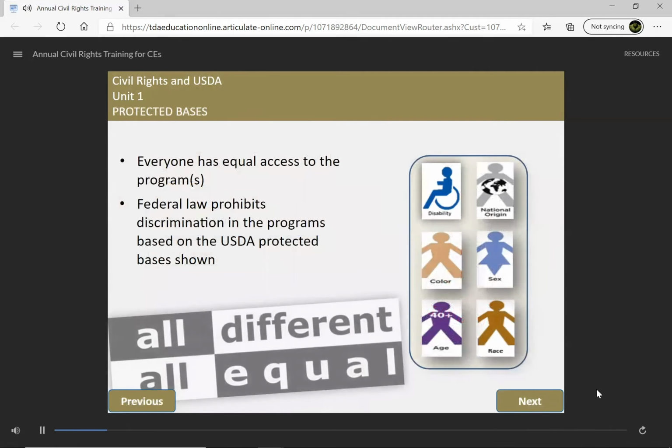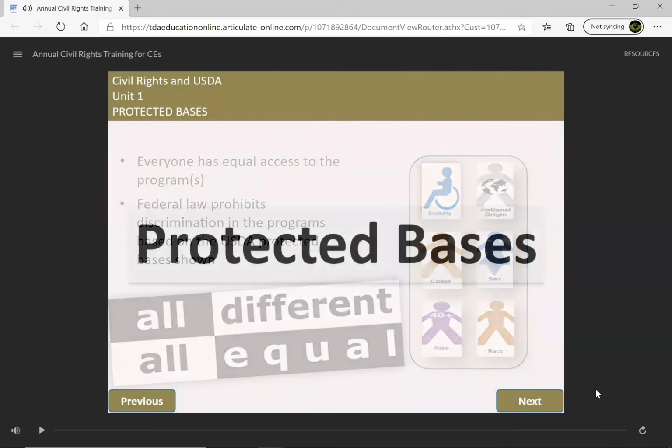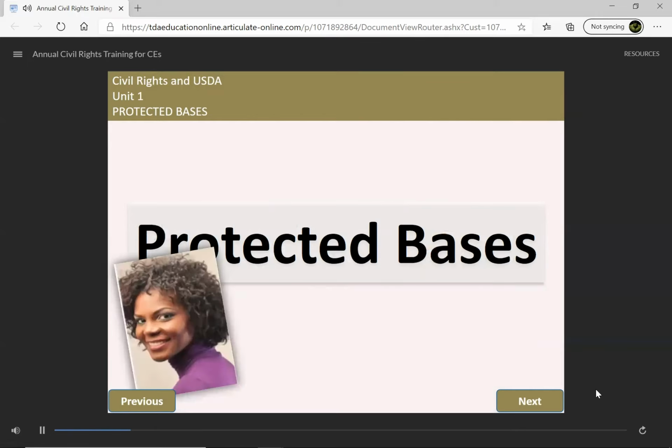Working with one or more USDA nutrition programs, we are all responsible for ensuring that everyone has equal access to the programs. Federal law prohibits discrimination in the programs based on the USDA protected bases shown. All nutrition assistance programs and activities that receive federal funding are protected and subject to civil rights oversight.